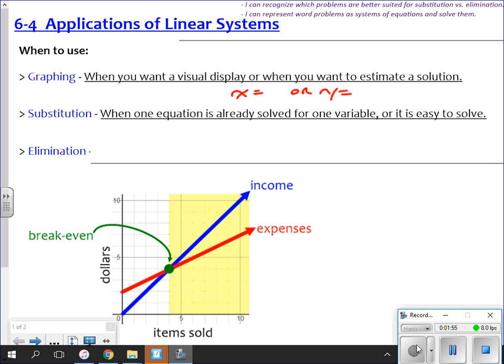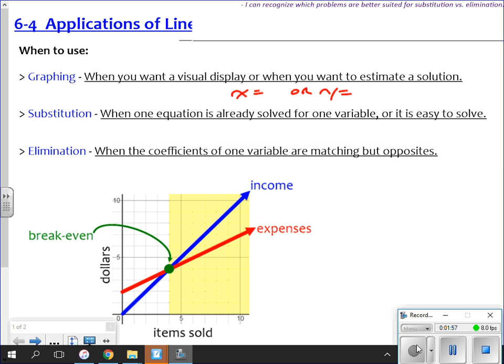My preferred method is elimination. That's when the coefficients are matching with opposites, but we can also change equations to make them solvable for elimination. They're easily done. What I look at is, are the variables lined up? Do my x's line up? Do my y's line up? Do my equal signs line up? Do my constants line up? If everything lines up, I do elimination.